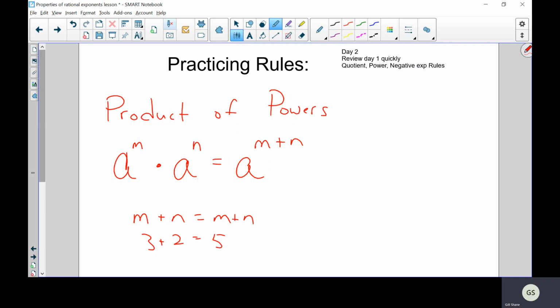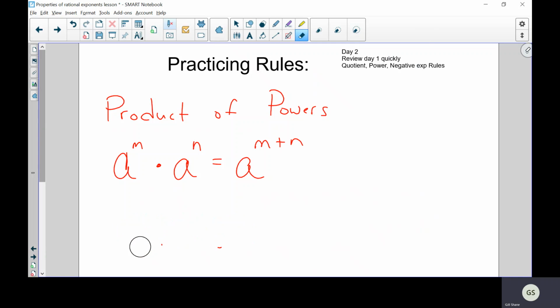So that's the first thing. I noticed that there's a bunch of variables in this. What else do you notice? What about the variables?